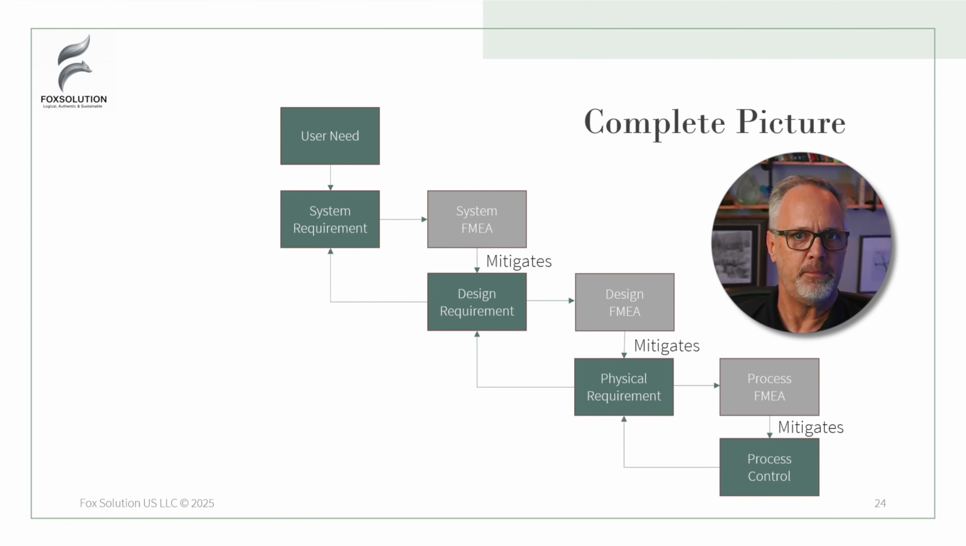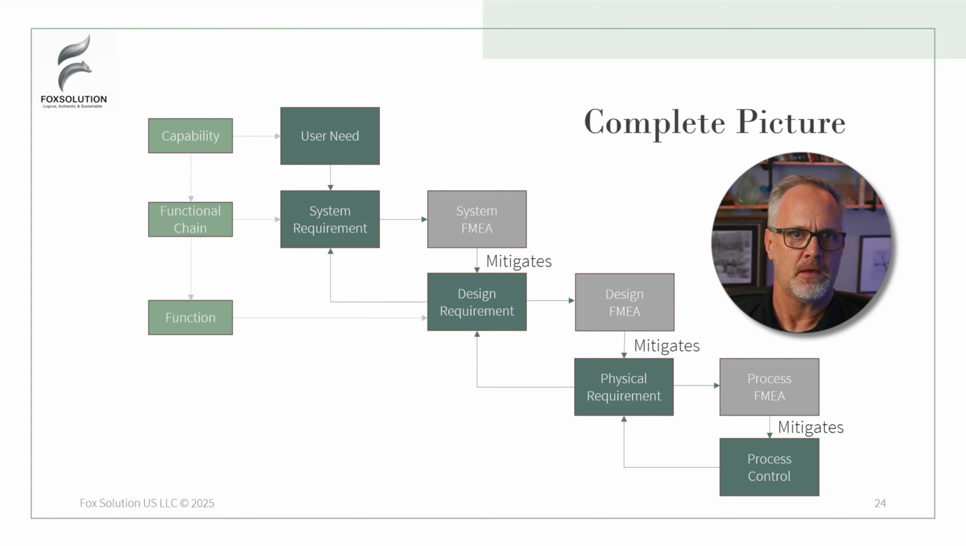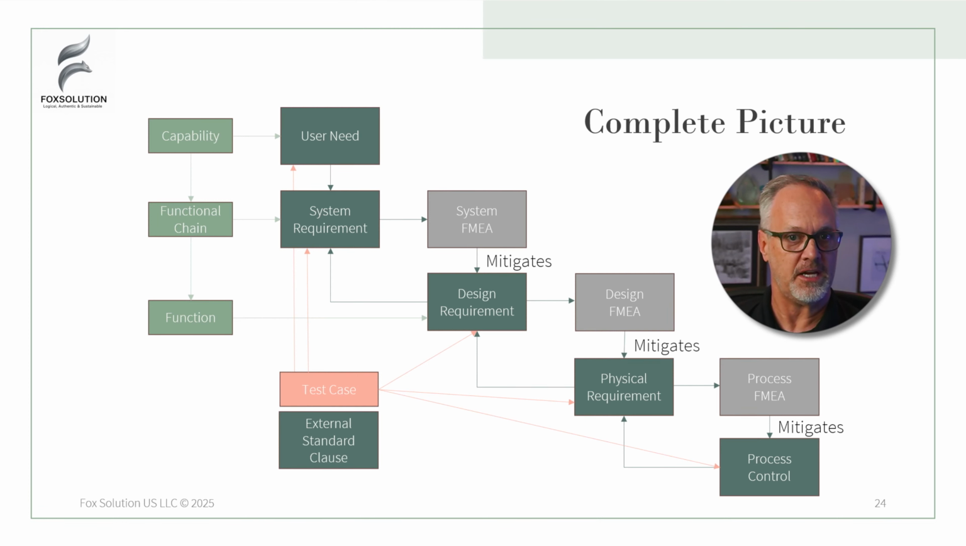Okay, so what's the complete picture? We have the user needs to requirements progression. Now we have, in the context of the relationship between the levels, we've identified the risks that can occur to cause a breakdown in the overall system. We have the capabilities, functional chains, and functions, our traceability to the systems modeling, and a functional understanding of how the thing is delivered. We also have the traceability to the test cases. So how are we going to assure that these are met? What test are we going to run? What's the procedure for the test? We have traceability to those external standard clauses.